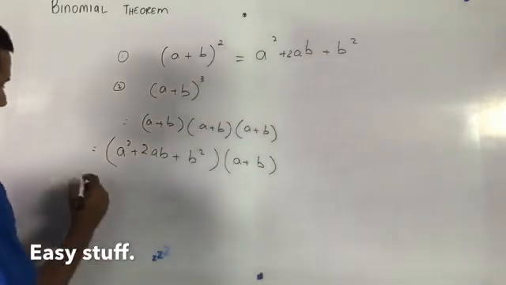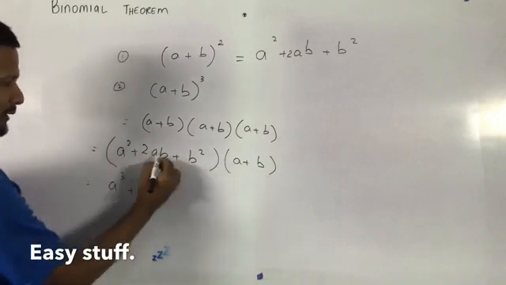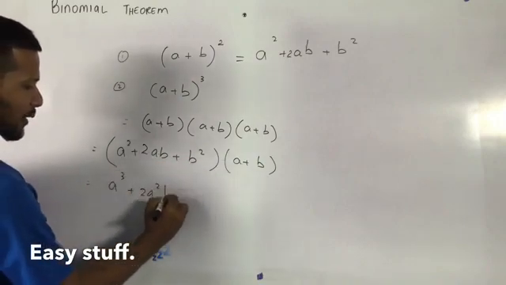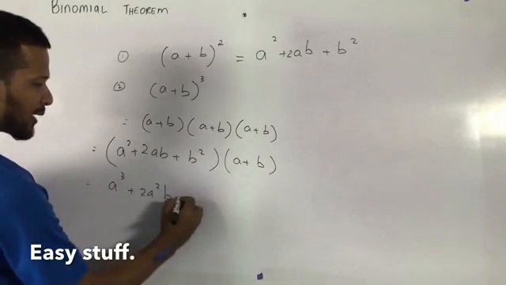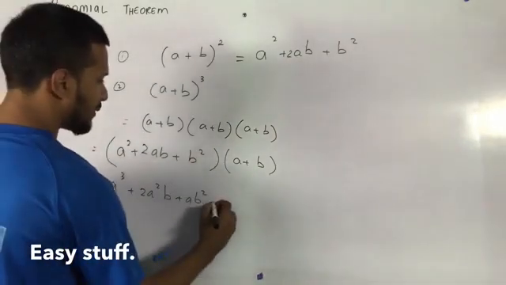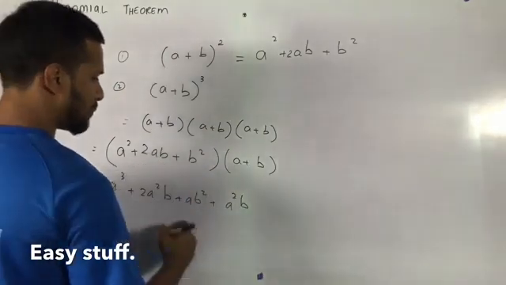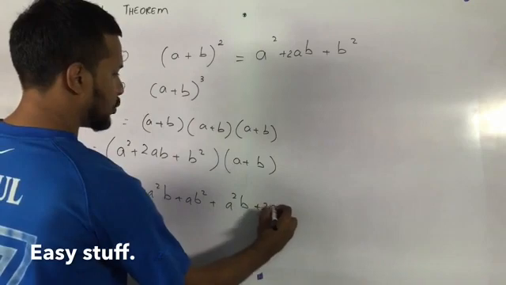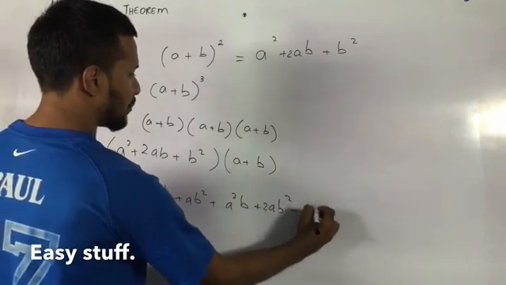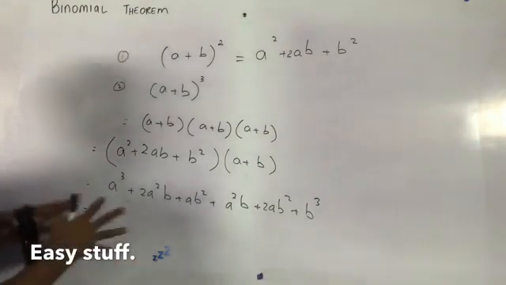Of course. Okay? So a by a squared is a cubed. a by 2ab is 2a squared b. a by b squared is ab squared. Do it again. b by a squared is a squared b. b by 2ab is 2ab squared, plus b cubed. Okay? So simplify it now.